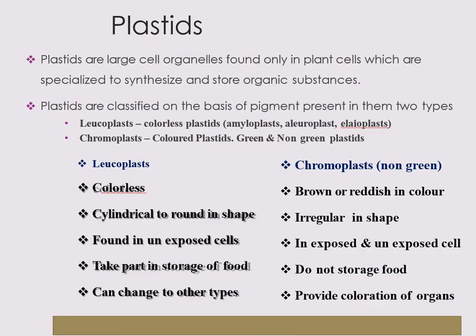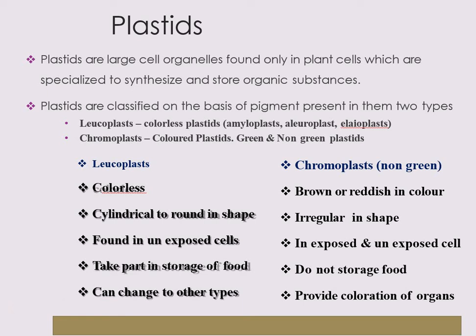Plastids are large cell organelles found only in plant cells, which are specialized to synthesize and store organic substances. Plastids are classified on the basis of the pigment that is present inside them. That is, they can be colorless plastids, what we call the leucoplasts, or the colored plastids, which are the chromoplasts, and chromoplasts can be green or non-green plastids.